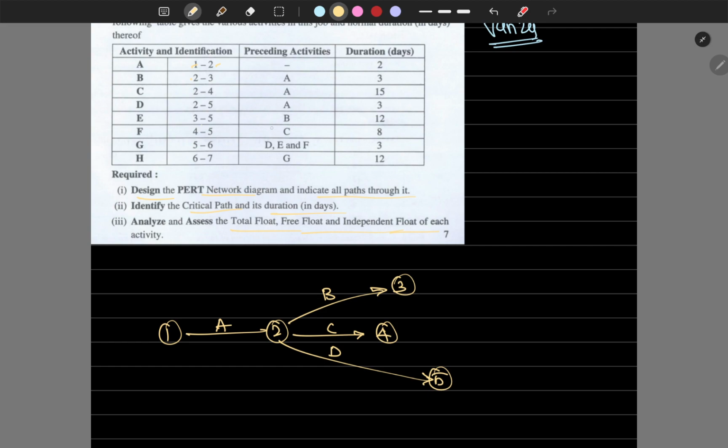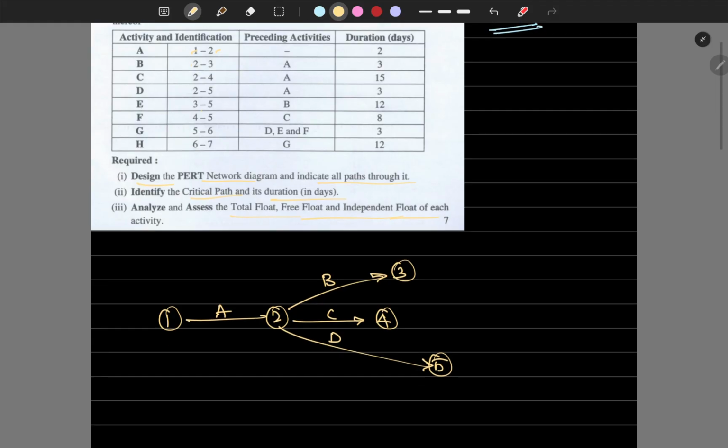Then, where B ends, E starts. B ends here, and E should start from here. But you can see that E is also a predecessor of G. D is also a predecessor of G, and F is also a predecessor of G.